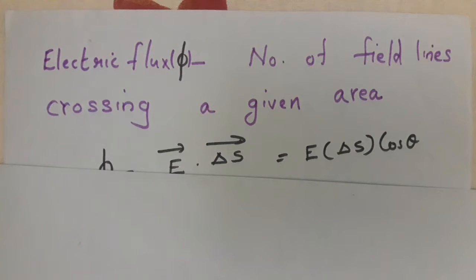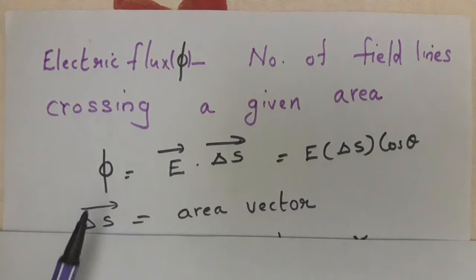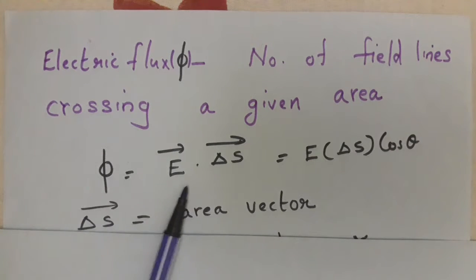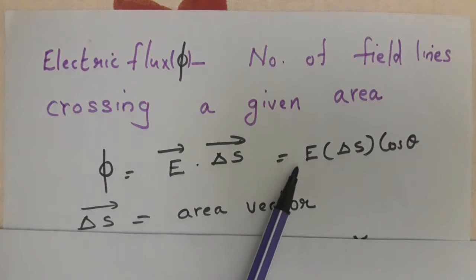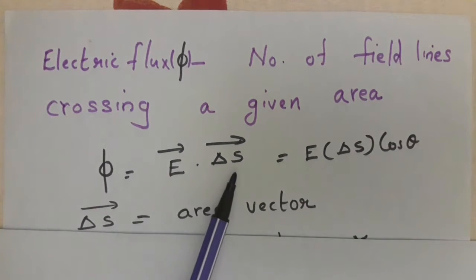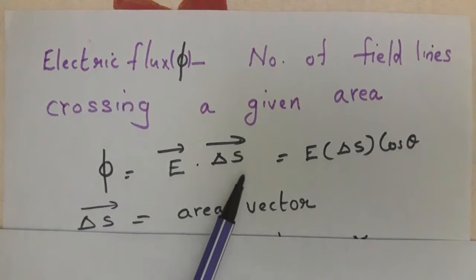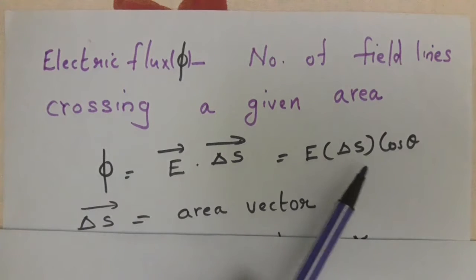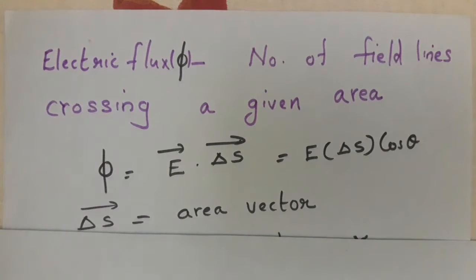Electric flux is the number of field lines crossing a given area, and it is represented by the symbol phi. It is equal to vector E dot vector delta S, which is equal to magnitude of E, where E is the electric field and delta S vector is an area vector, times the magnitude of the area vector, that is area into cos theta. Theta is the angle between vector E and vector delta S.